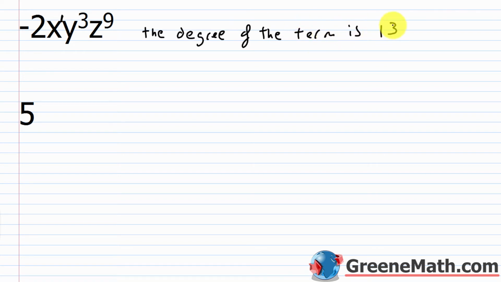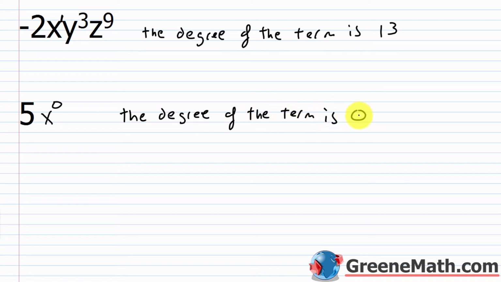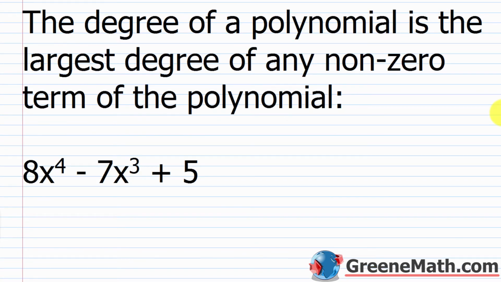And what if I see a single number like 5, and someone asks you, what's the degree of this term? Well, remember, as I just showed you, you could write this as 5 times some variable raised to the power of 0. So if I sum the exponents here, I just have an exponent of 0, and that's my degree. So the degree of the term is 0.